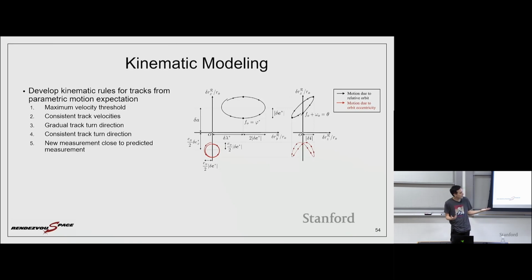And we can also say the new measurement we expect is close to our predicted measurement. So by applying these various kinematic rules, we could develop ways to mathematically say this track is physically unreasonable, or this track is the best one we have, and use this to filter out our multiple hypotheses and more effectively arrive at the correct choice.